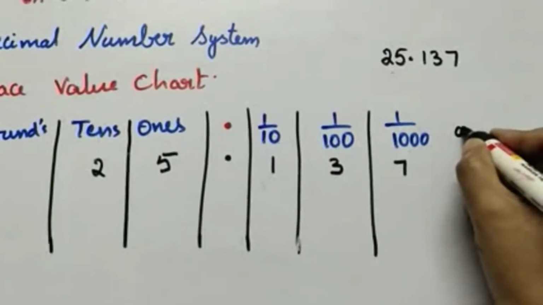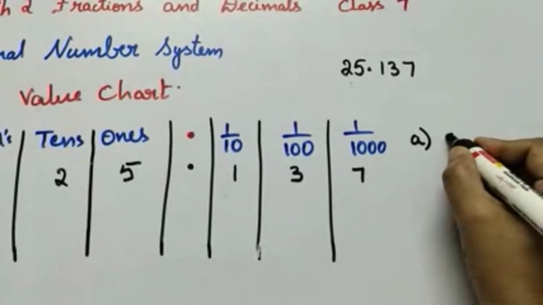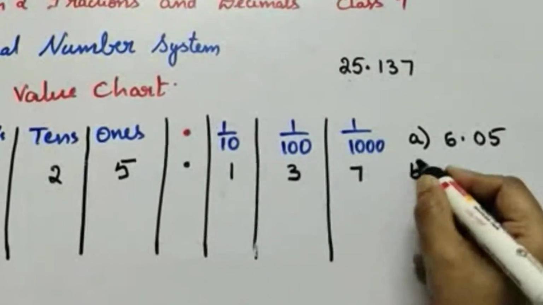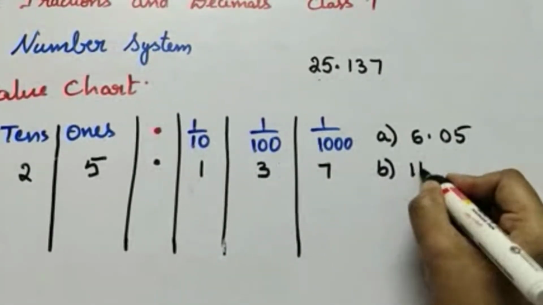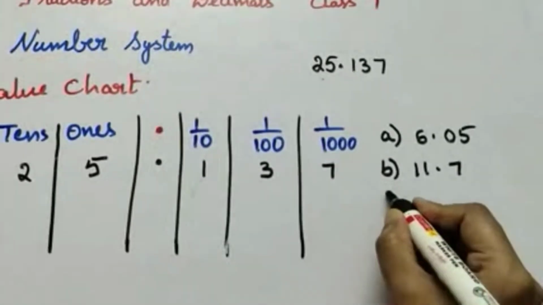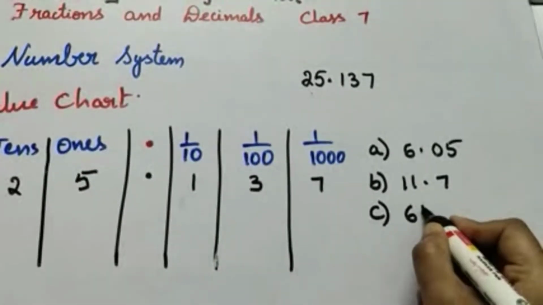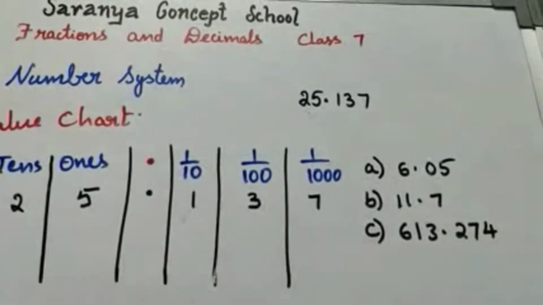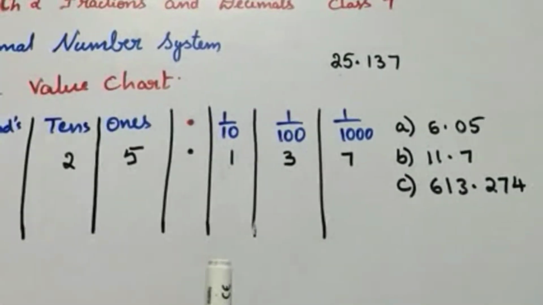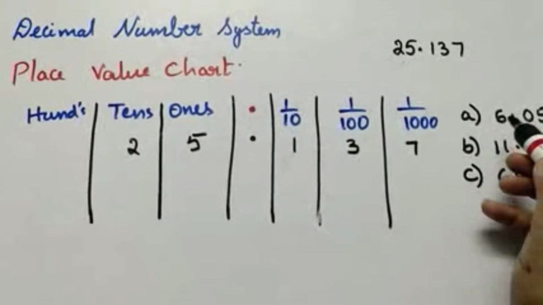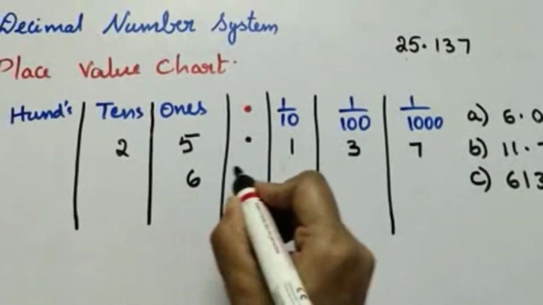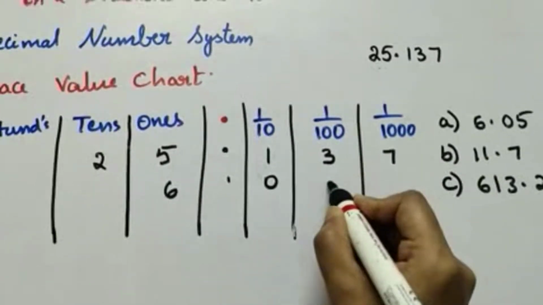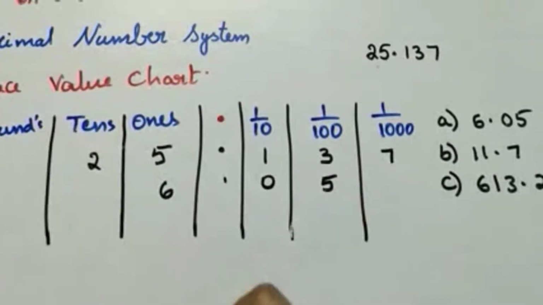Now children, can you write some numbers? Yes, A, 6.05, B, 11.7, C, 613.274. Okay, let us see. Now can you write these, children? Okay, let us check. The 6 is in units place, so 6 in ones place, 0 in 1 by 10th place, and 5 is in 1 by 100th place, right?